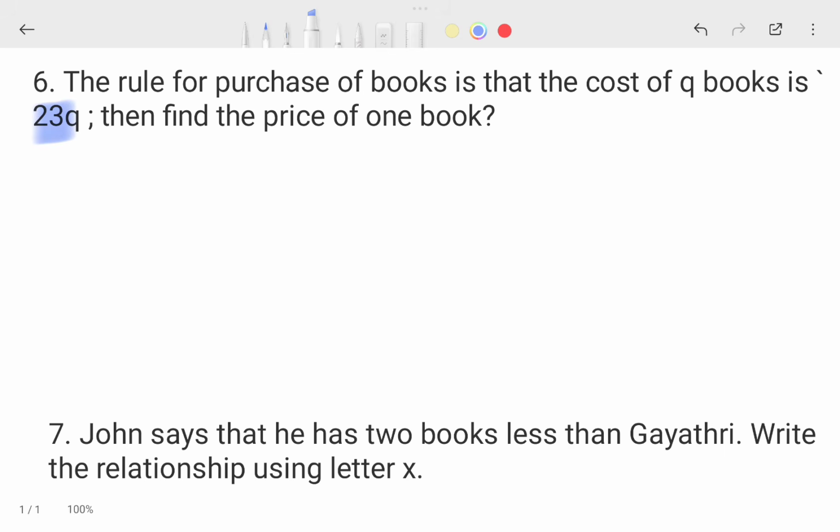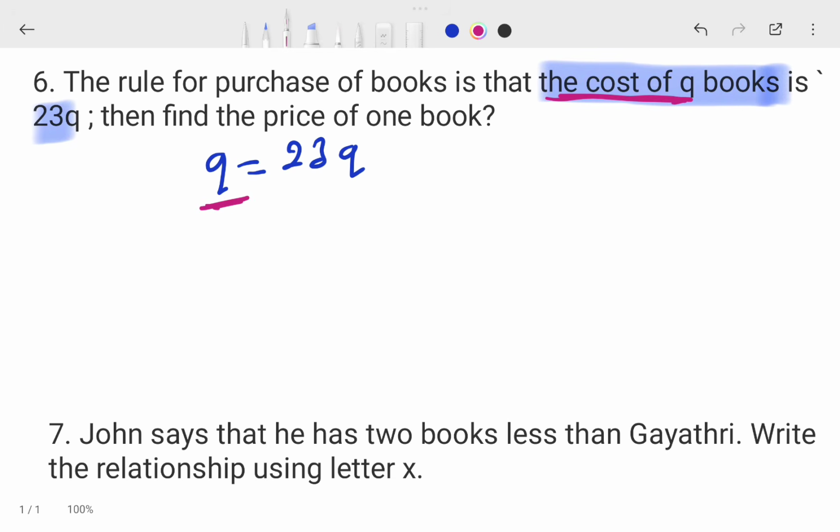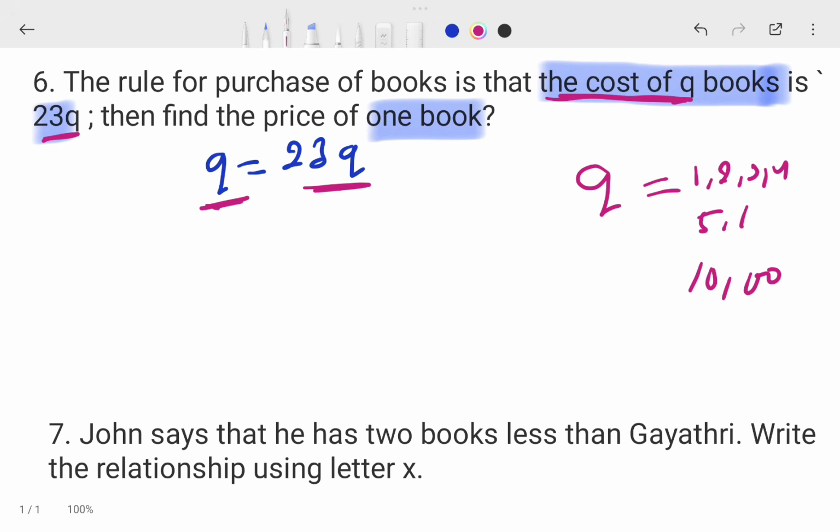So what is it telling? It is telling that the cost of q books is 23q. Like how many books? The cost of q books is 23q. So this question asks to find the price of one book. Then what will be the price of one book? We don't know, because it is telling q. So q means how many? It could be 1, 2, 3, 4, 5, 6, 10, 100.